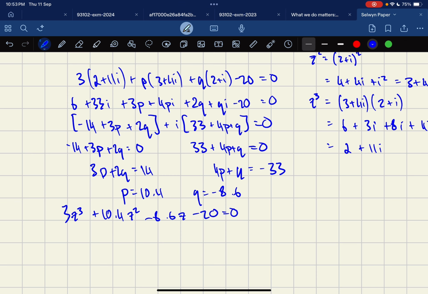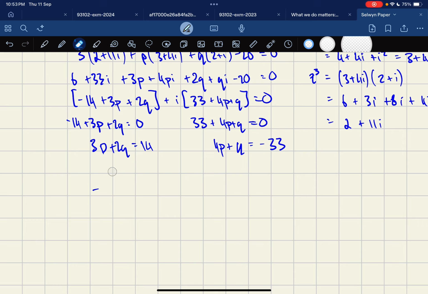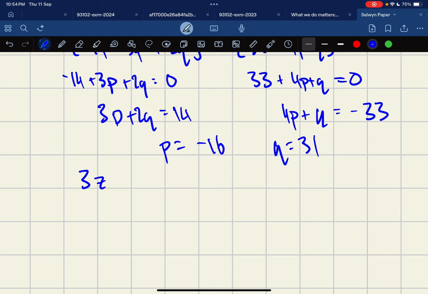This should be equal to negative 33. So then your p and q values are going to be different. That should be negative 33. And so p equals negative 16. q is equal to 31. So then your equation should be 3z cubed minus 16z squared plus 31z minus 20 equals 0.